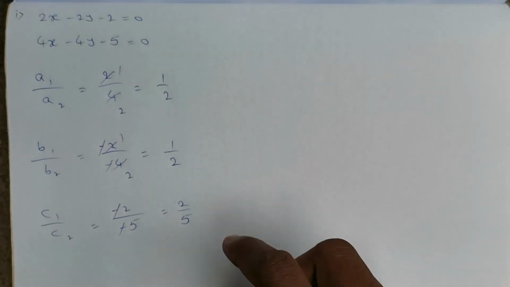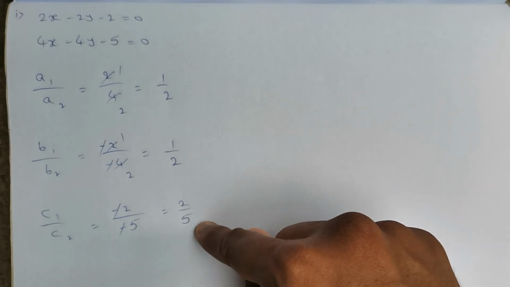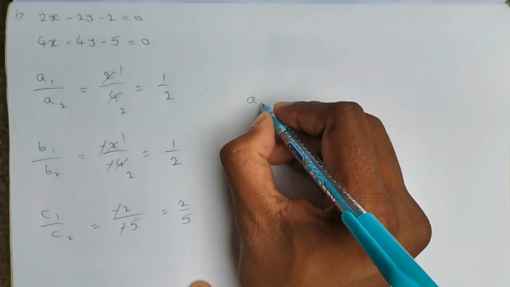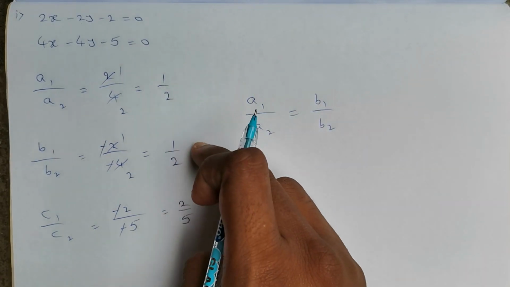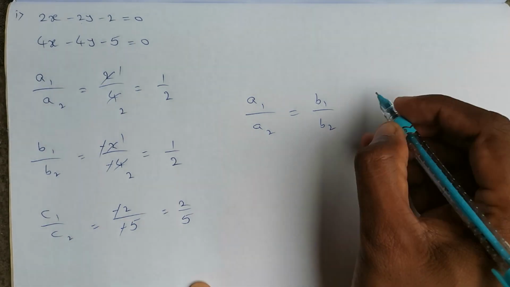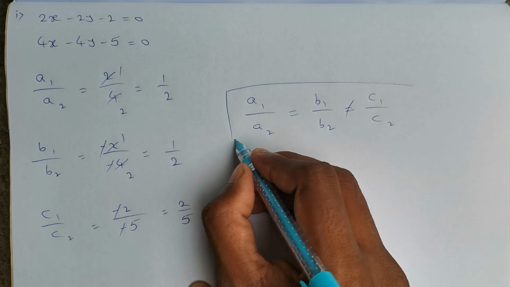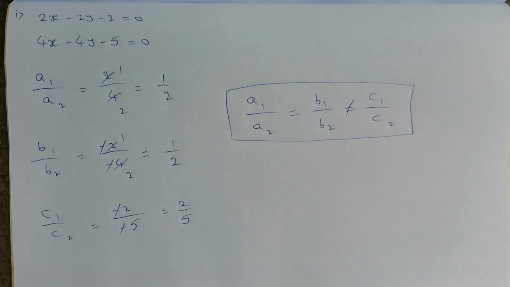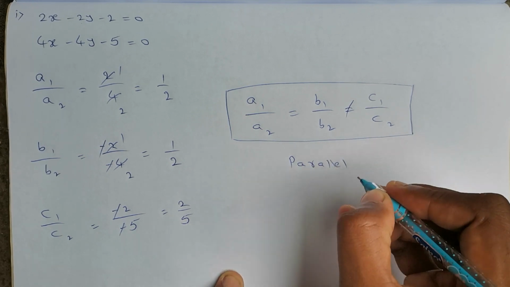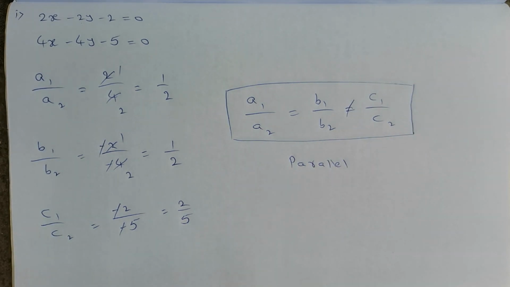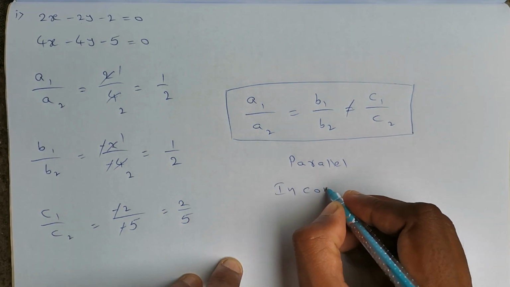Now if we compare these answers, a1 by a2 is equal to 1 by 2, b1 by b2 is equal to 1 by 2, whereas c1 by c2 is equal to 2 by 5. So a1 by a2 is equal to b1 by b2 because these two are 1 by 2, whereas this is a different answer, so not equal to c1 by c2. a1 by a2 is equal to b1 by b2, not equal to c1 by c2. It means these two are parallel lines. If two lines are parallel to each other, then no solution, so that's why inconsistent.